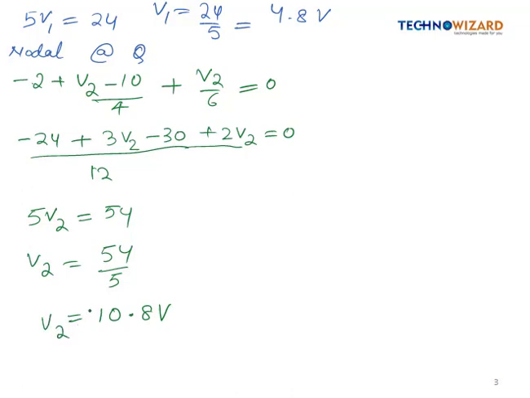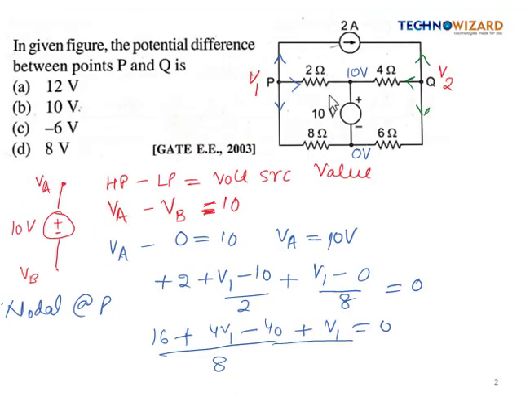Now we have to calculate the potential difference between the points P and Q, so potential difference will be equal to V1 minus V2. So we have already calculated the value of V1 as 4.8 minus 10.8, so that will be equal to minus 6 volt, right? So for this question, option C is correct, right? So let's see next question.